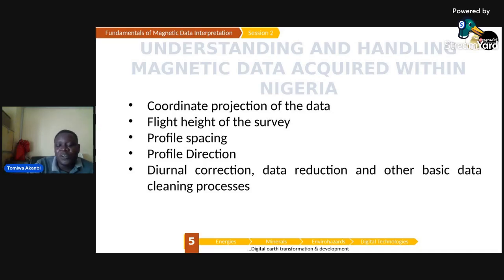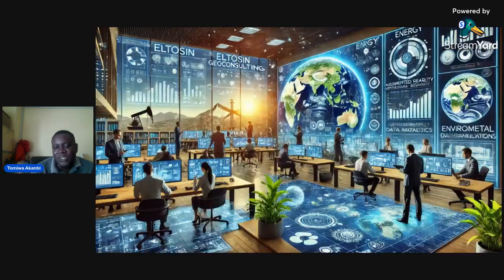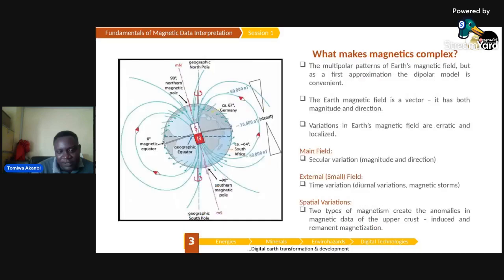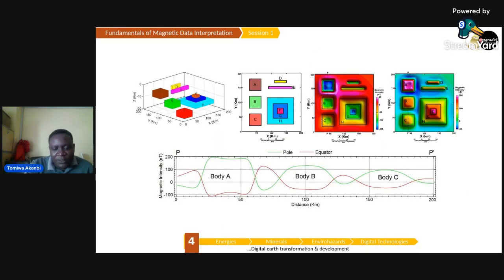I'm going to show you an image afterwards, so you will see the difference between a reduced to pole and a reduced to equator data set from data collected at mid latitude. It's not exactly accurate. I would like Mr. Tosin to bring up that image, the one showing the models of those different bodies, body A, body B, body C. You will discover that despite the fact that they are exactly opposite each other, their values are not exactly opposite. All right, go back. All right, beautiful.